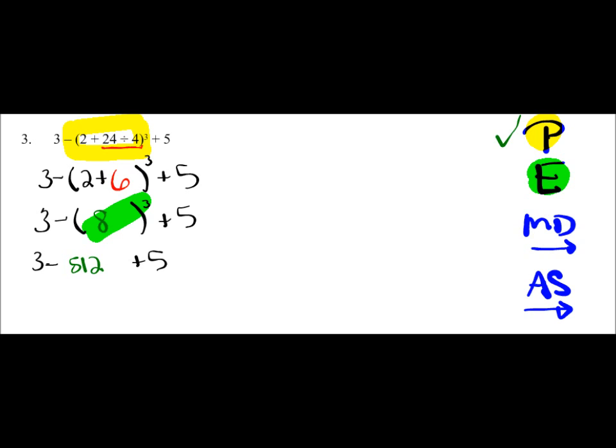Now, multiplication or division? Nope, none of that to deal with. Addition or subtraction? Yeah, there's a whole ton of addition and subtraction this time. In fact, everything that's left is addition and subtraction. Now remember, when we add or subtract, we go in order from left to right. So we start on the left and we go in order to the right. 3 minus 512 plus 5. That comes out to negative 504. So the simplest form of this expression is negative 504.